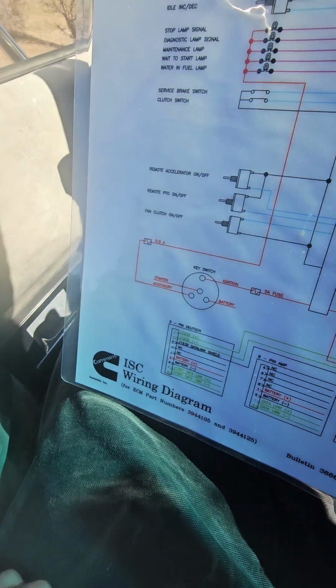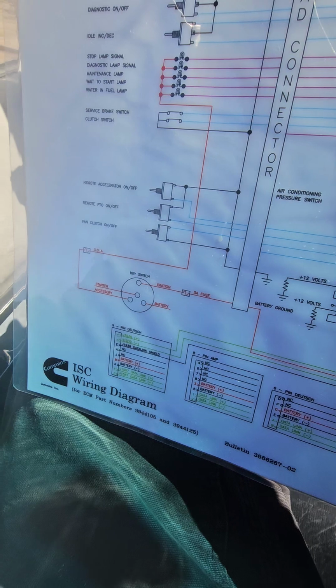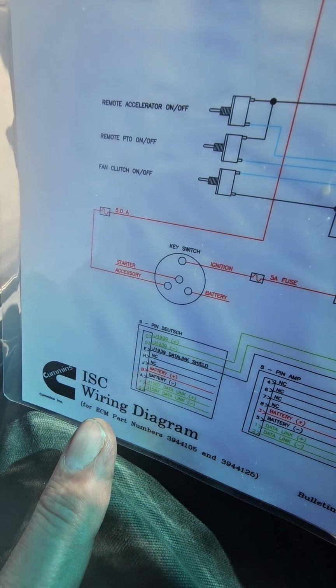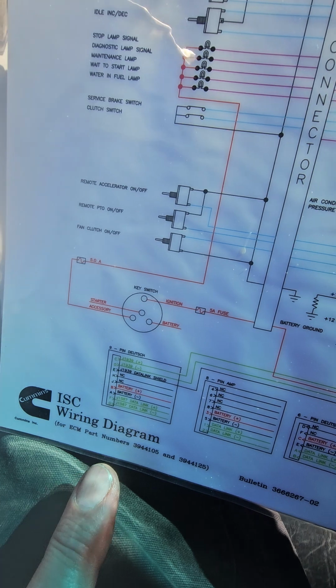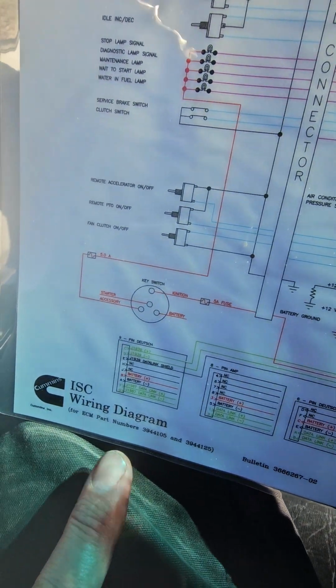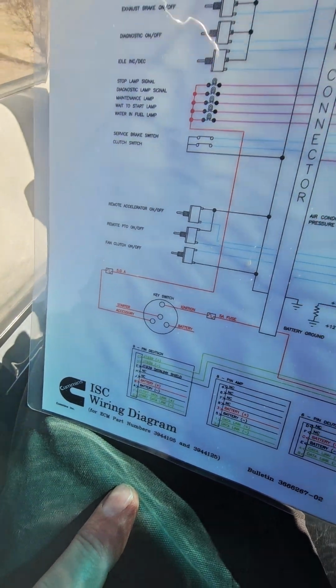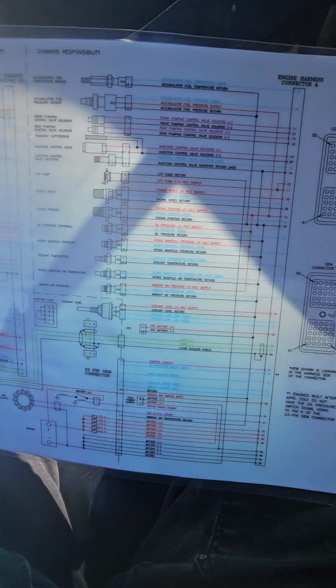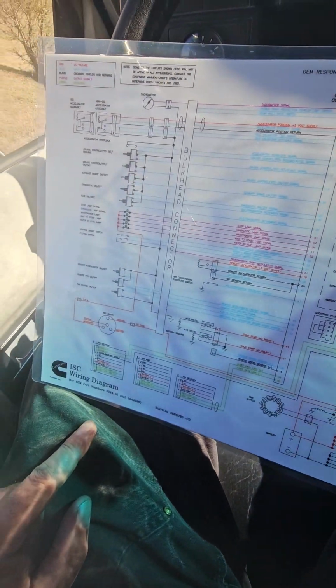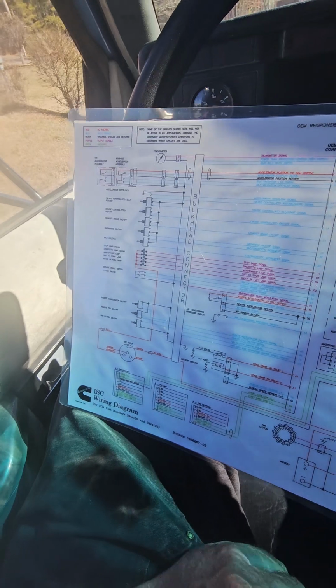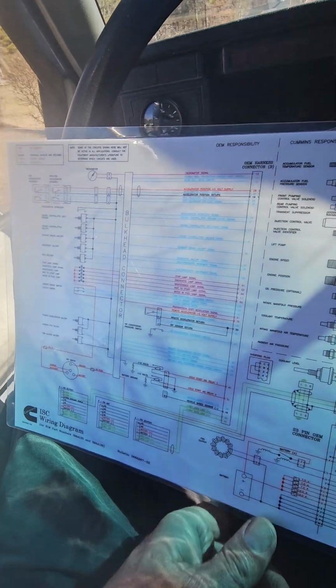And what's happening here is I have a customer that has a motorhome with an 8.3 Cummins ISC motor. It is an 8.3. It doesn't say it here, but it is an 8.3. And this is a schematic that Cummins is famous for making. They make them for all their ECM hookup. So this is really an ECM wiring diagram.